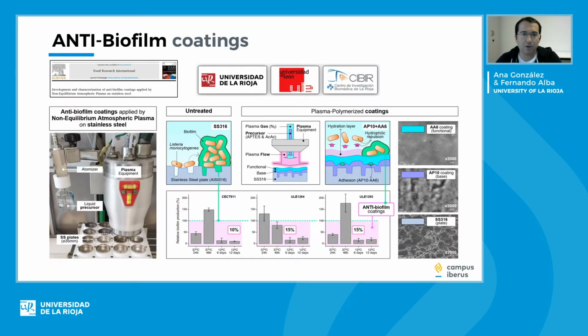Cold plasma could be used to apply functional coatings over heat-sensitive surfaces. In this case, we have applied a two-layer coating over stainless steel in order to reduce the biofilm produced by Listeria monocytogenes.